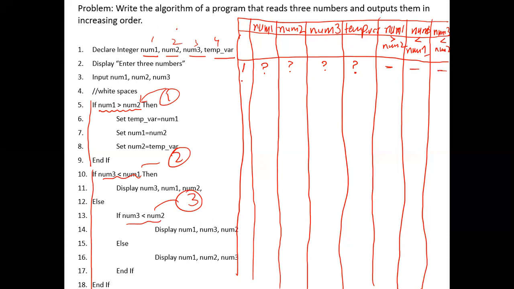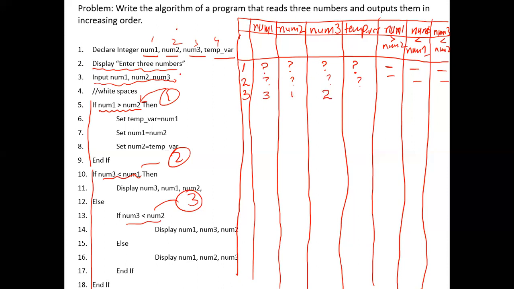Similarly, we can go to line number 2, and since line number 2 is just displaying something to the user, there is no change in the values of these variables, so they stay exactly the same. Now we come to line number 3, and this is where something is going to change. Line number 3 is where we are asking the user to enter the values for these 3 numbers. Let's say the user enters num1 as 3, num2 as 1 and num3 as 2.